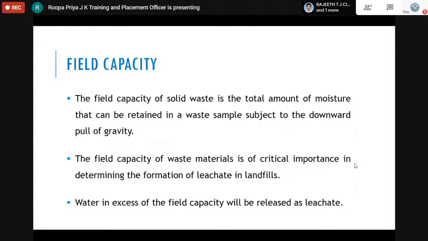Next, the field capacity, which is again a physical parameter. The field capacity of solid waste is the total amount of moisture that can be retained in a waste sample subject to the downward pull of gravity. The field capacity of waste material is of critical importance in determining the formation of leachates in landfills. Water in excess of the field capacity will be released as leachates. We will be discussing leachates and landfills in the end.